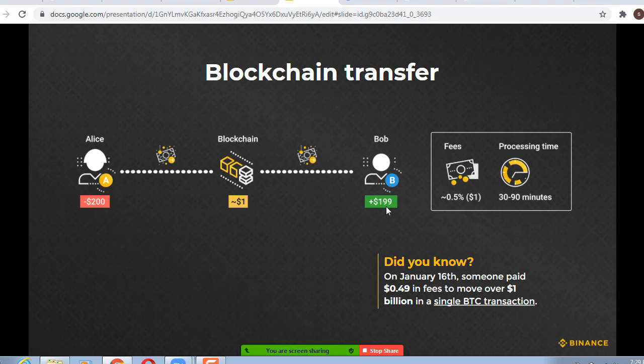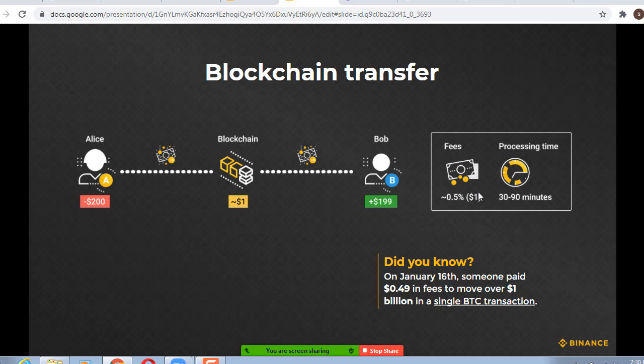Bob will get $199. The fee here is about 0.5%, that's $1 of the initial money that was sent. And the processing time will take like 30-90 minutes. It's a cross-border transaction, and you've received your money directly without any middleman. You are not afraid whether they will send it or not. You are very sure it's going to get to the target.